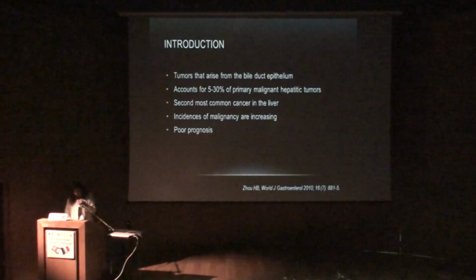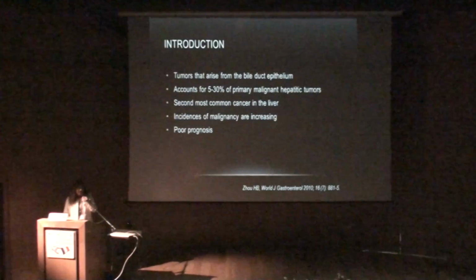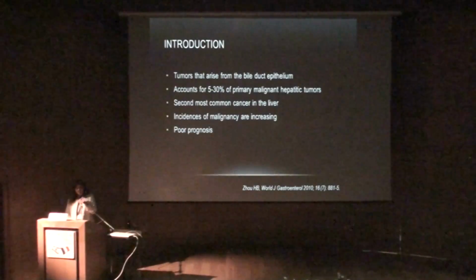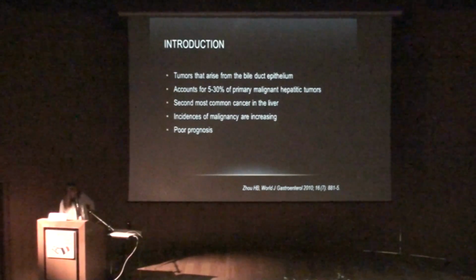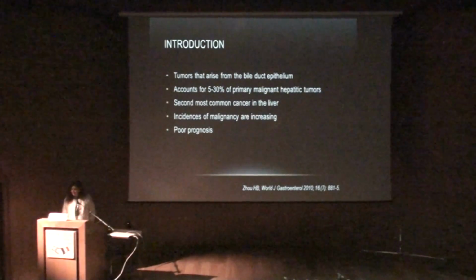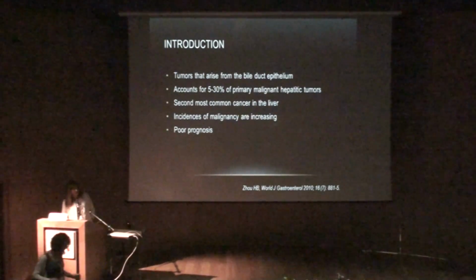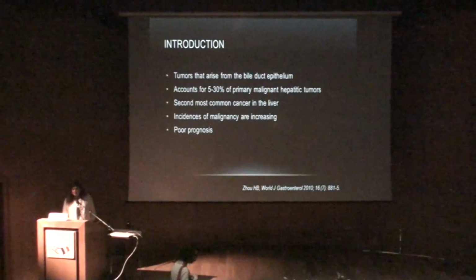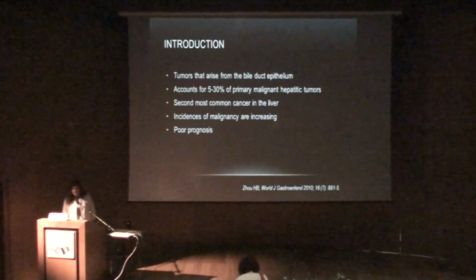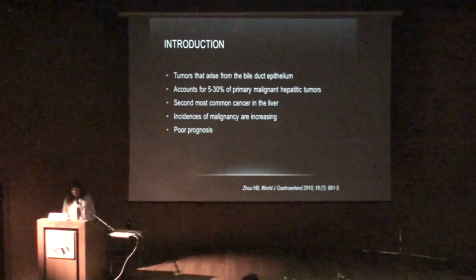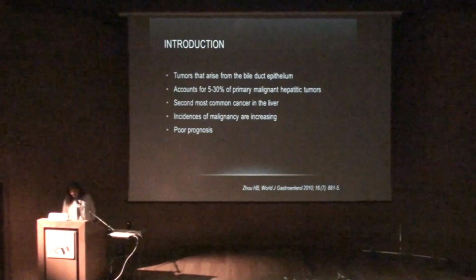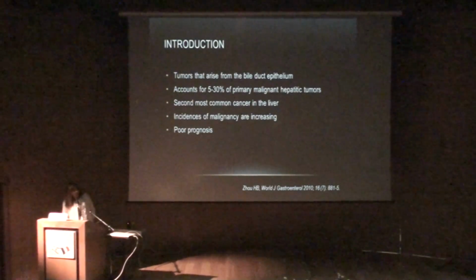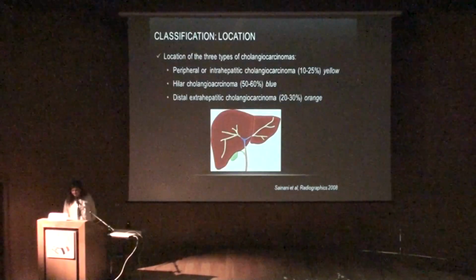Cholangiocarcinoma. So, as you probably know from this junior case from this morning, this tumor arises from the bile duct epithelium. It accounts for 5 to 30% of primary malignant hepatic tumors, and they are the second most common cancer in the liver. The incidences of malignancy are increasing, and usually these tumors have a poor prognosis.